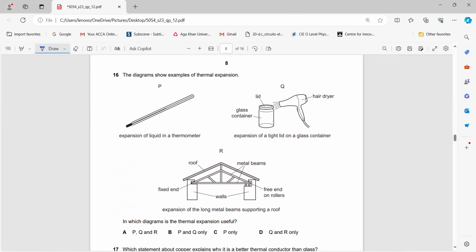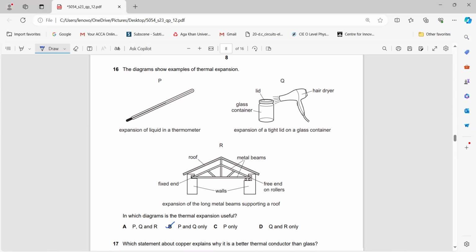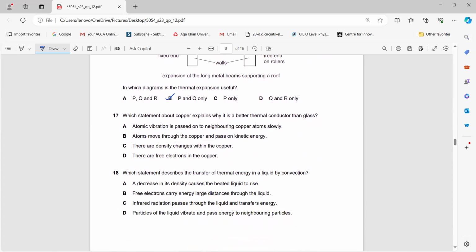Now, what if in R the metal beams are exposed to heat? They will start expanding. Because they have a free end on rollers, they're going to probably fall down. Or even if they don't fall down and they start to expand, the beams would then go and barge into the wall. So I guess thermal expansion is useful in P and Q. D is the answer. Which statement about copper explains why it is a better thermal conductor than glass?